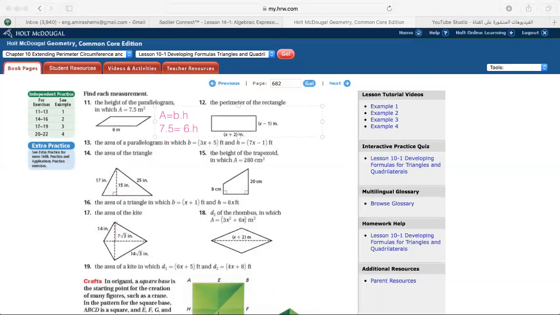How will I get the height? I'm going to divide both sides by 6. So height is equal to 1.25. Okay, girls.